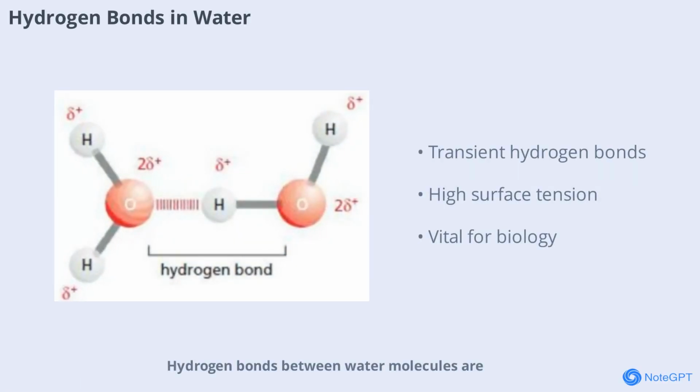Hydrogen bonds between water molecules are responsible for many of water's unique properties. These bonds are transient, constantly forming and breaking, but at any moment, a significant fraction of water molecules are hydrogen bonded to their neighbors. This network gives water its high surface tension, specific heat, and heat of vaporization, all of which are vital for biological processes.